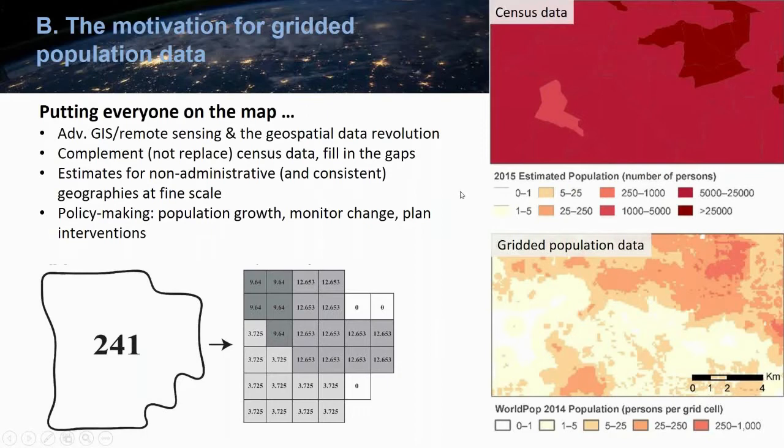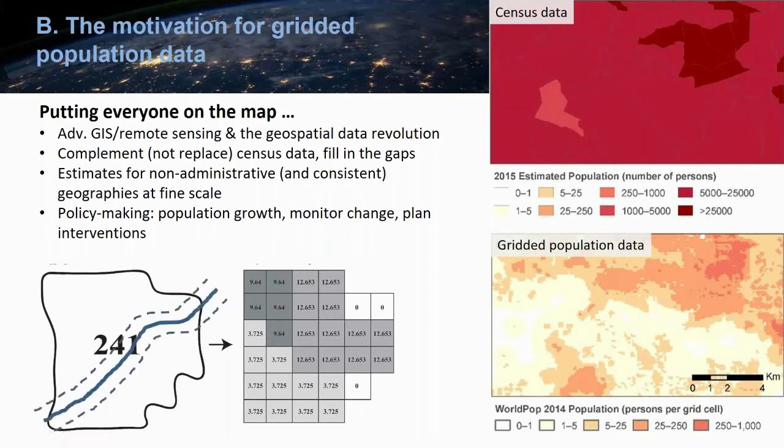These population gridded layers, or population grids, are not supposed to replace census data, but they are seen as complementary information that can fill in gaps in time as well as in space, where traditional census data are very few in time for a certain time period or have gaps for the data themselves in different regions. More importantly, the estimates that we can derive from these population grids could be estimates for non-administrative units that could then be temporally consistent geographies at fine scale.